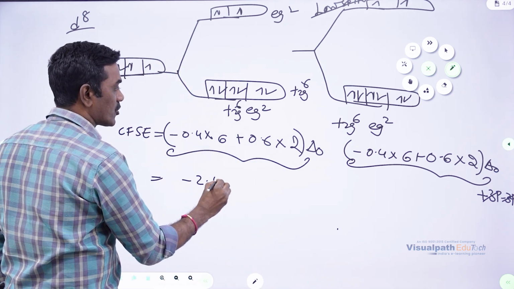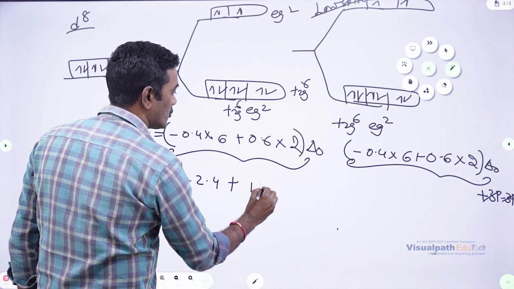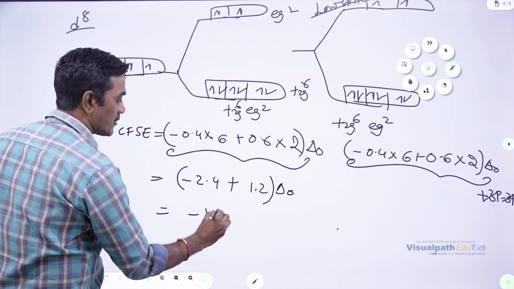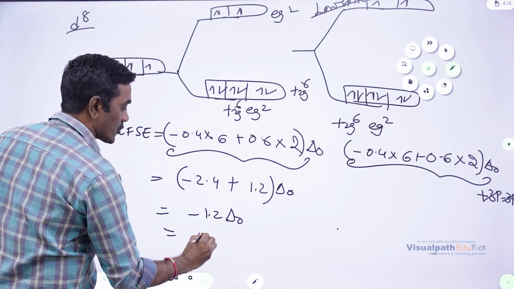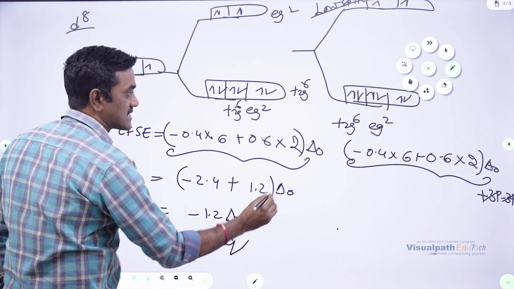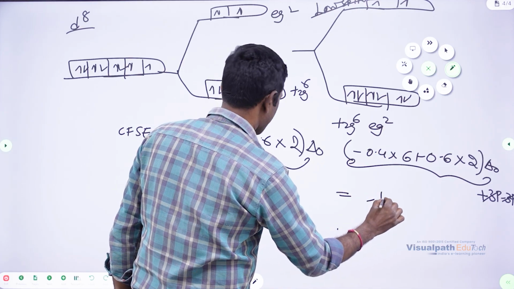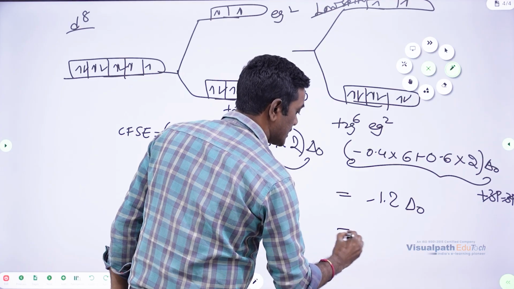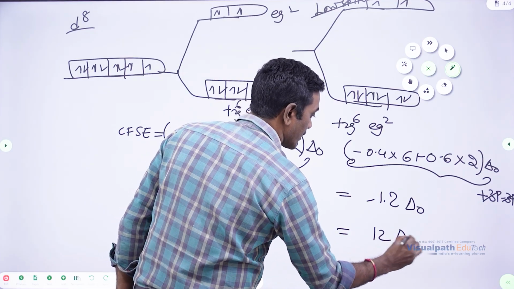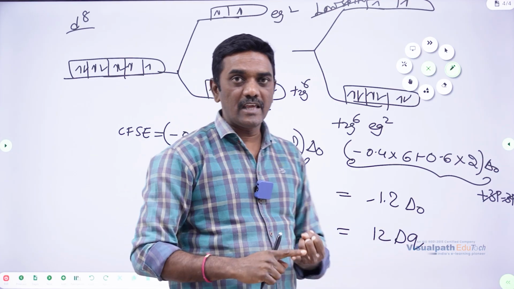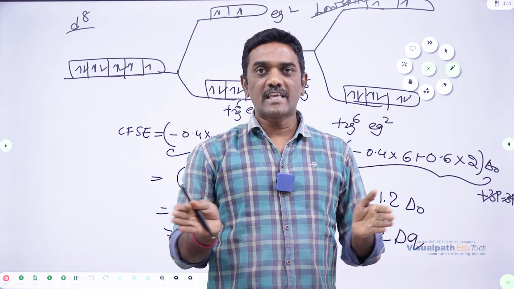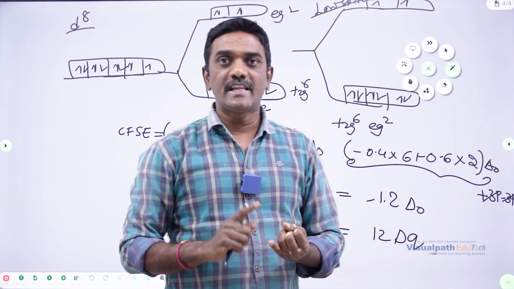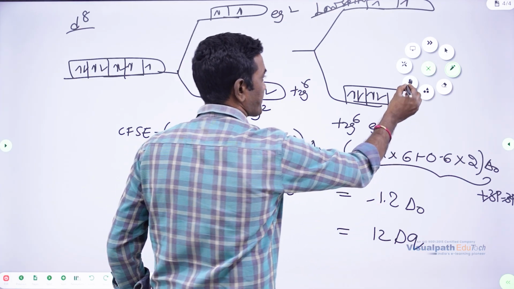Minus 2.4 plus 1.2 delta naught. How much is it going to be? It's going to be minus 1.2 delta naught, that means 12 Dq. The same way here also it is going to be minus 1.2 delta naught, equal to 12 Dq. Very important point: for d1, d2, d3 the CFSE came the same, and d8 also came. Only 2 more configurations are there, d9 and d10, that I am going to show now.